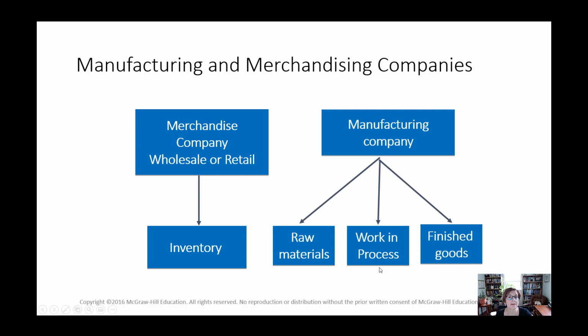Finished goods, that's the final product. That's the bicycle. That means it's ready to go, ready to sell to a customer. So if you have a merchandising company, or a wholesaler or a retailer, so say you're a Walmart, you are buying and selling inventory. You only have one account. Your account is called inventory. Okay, and we're going to look mostly at merchandising companies in our class because we look at manufacturing companies in more detail in managerial accounting.